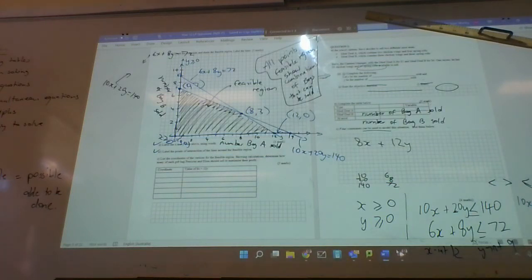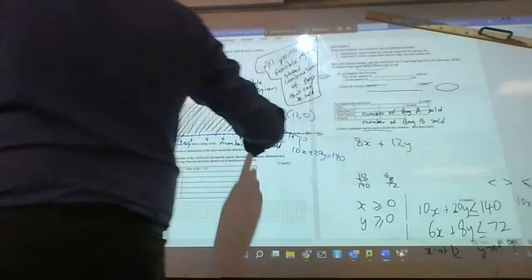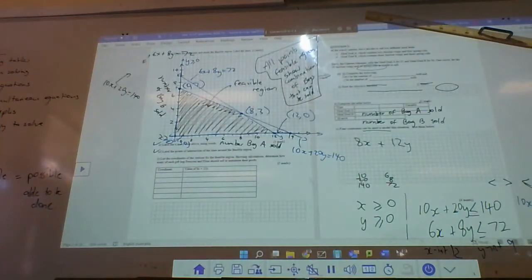Now, what was Precious and Eliza's ultimate goal today? Maximize their income. So they want to try and maximize their income. We're going to get there. The question now is, how many of each bag should they sell in order to maximize their income? We're told that all of these combinations are possible combinations. So we want to find the maximum point.